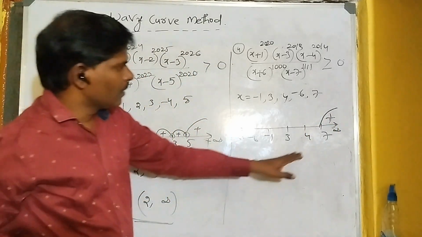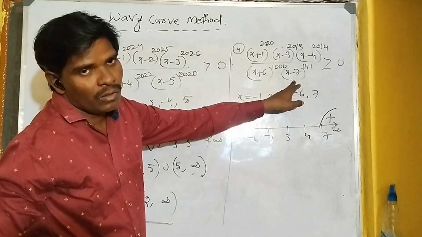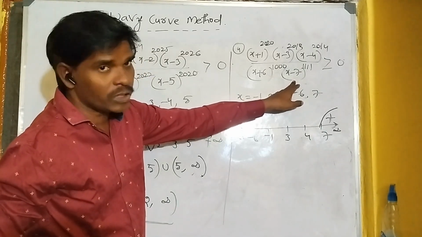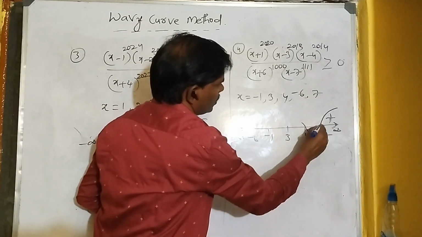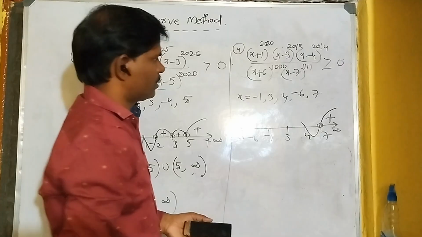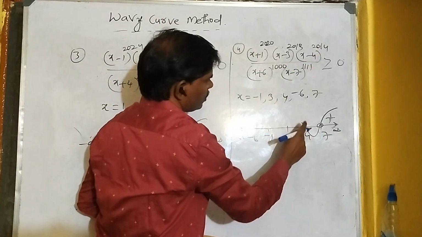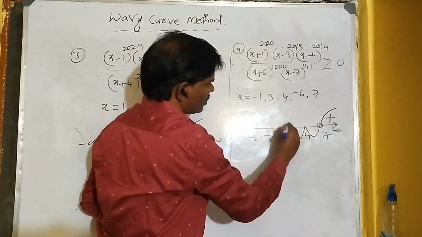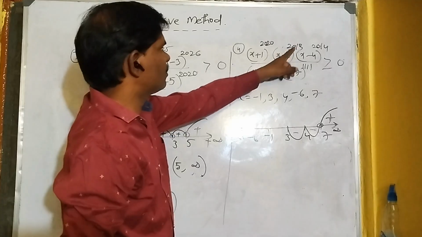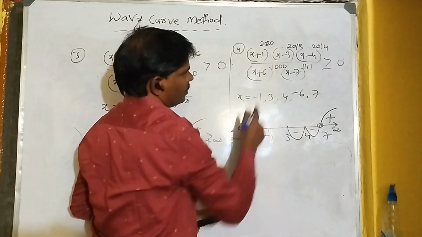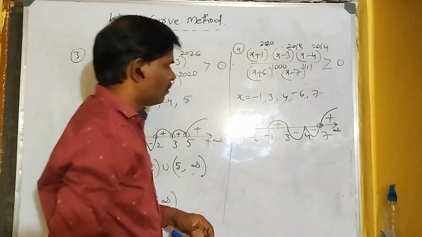Here 7. Where is the 7? This is the downside. Downside means whole circle. This is also an odd number. Odd number means interchange. Next, 4. 4 is upside, here the power is 2014, an even number. Even number means the same, so this is also negative. Next, 3. This is also an odd number, 2013. Odd number means interchange. This is positive.